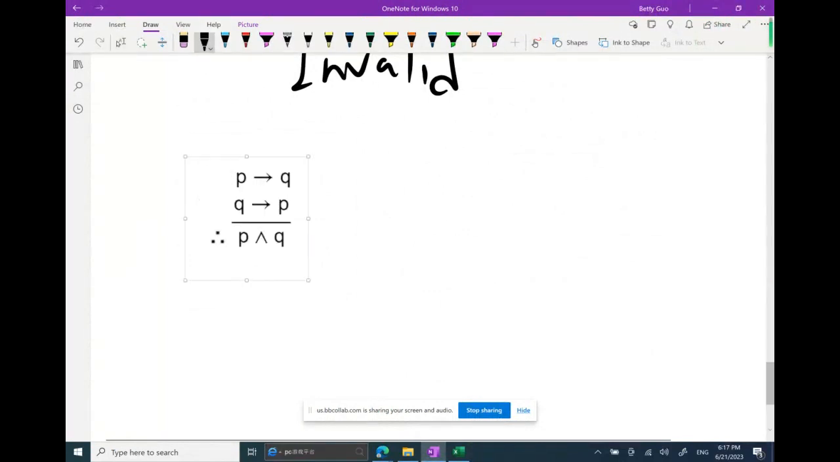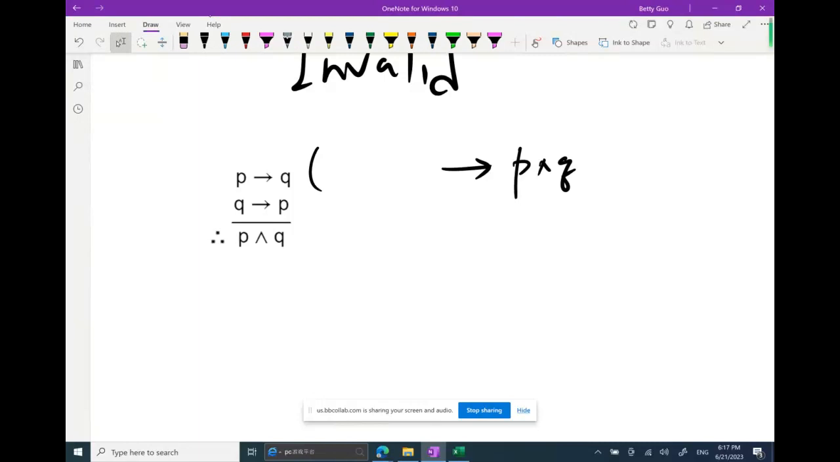Translate it into a conditional with consequent P and Q. And the antecedent has two pieces, two premises. First premise, P implies Q. Second premise, Q implies P. Be careful because sometimes I feel the P and the Q look very similar. If you're not careful, you might read it wrong. First piece, P implies Q. Second piece, Q implies P.